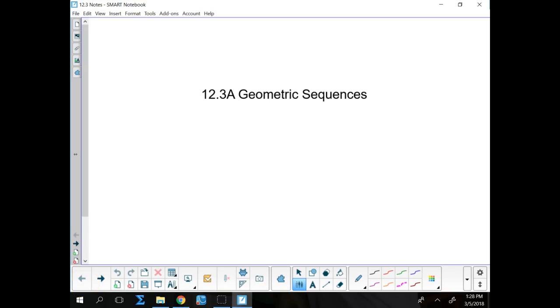So today we're going to switch over to geometric sequences. And then we'll do geometric series, and then we'll do applications of geometric sequences and series, and then we'll take a quiz, and then we'll go on to infinite geometric sequences and series, and then we'll take the test, and then it's spring break. Okay?